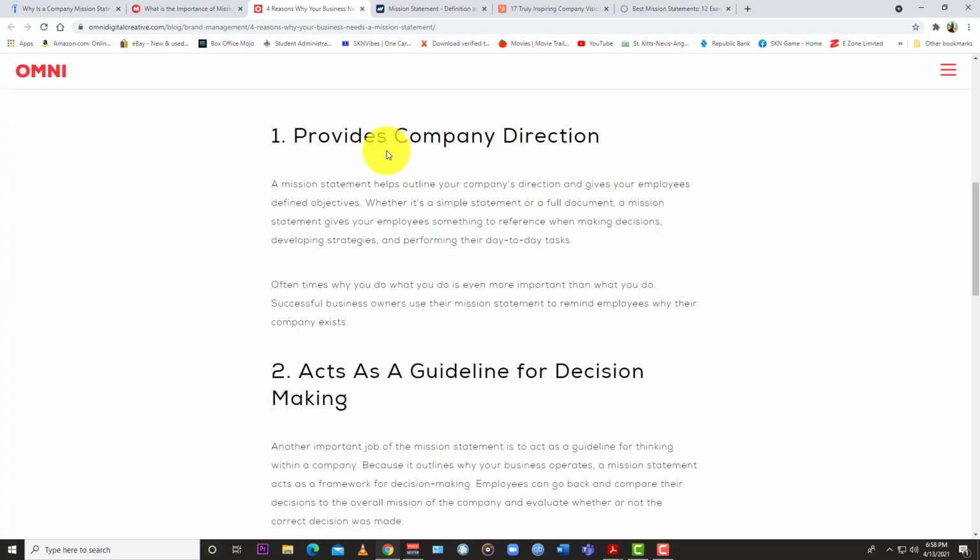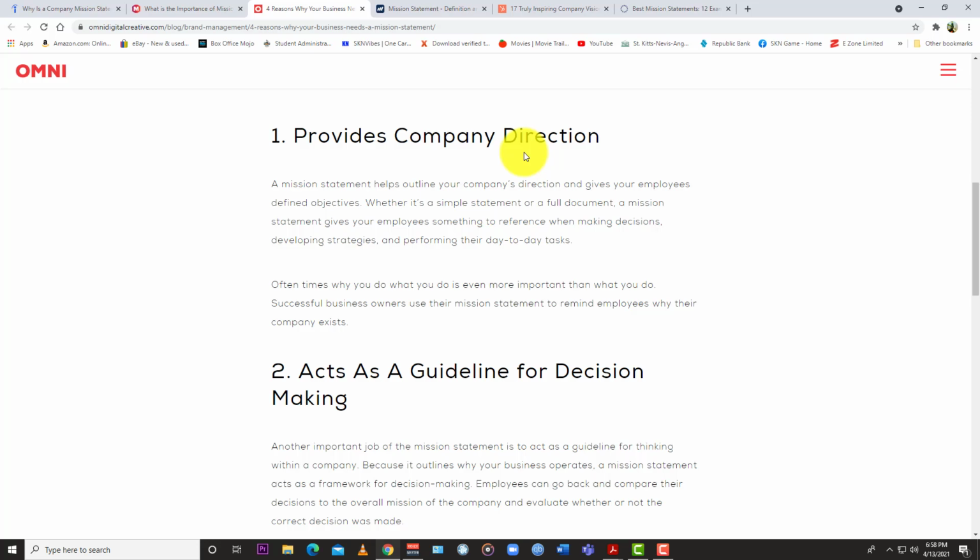Some other reasons include it provides the company direction. So this is very important. It's an easy one to remember. It provides the company direction. Simple as that. What they're saying is that the company is going to strive to achieve its mission statement. So that's the direction they know they are going into.